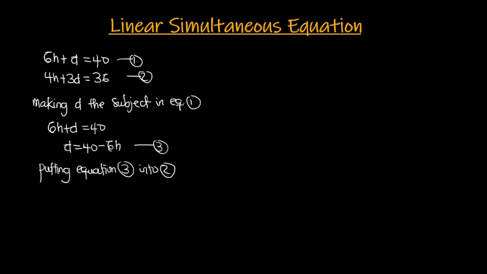Please, after you've made d the subject in equation 1, don't substitute it back into equation 1. Substitute it into the next equation. So I'm substituting it into equation 2 over here. So I have 4h plus 3 into bracket 40 minus 6h is equal to 36.